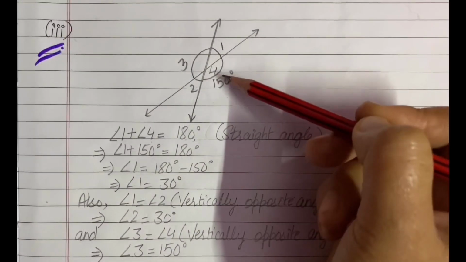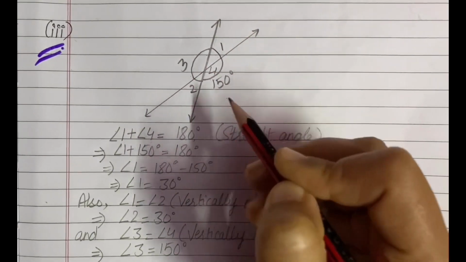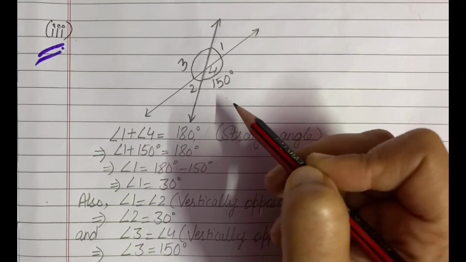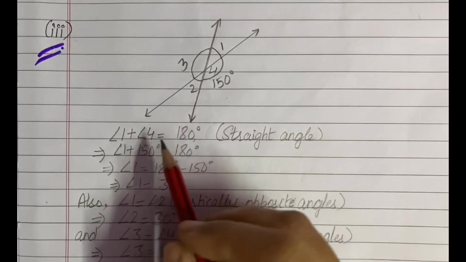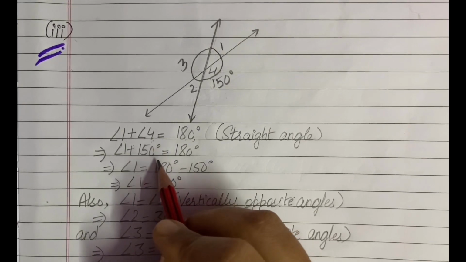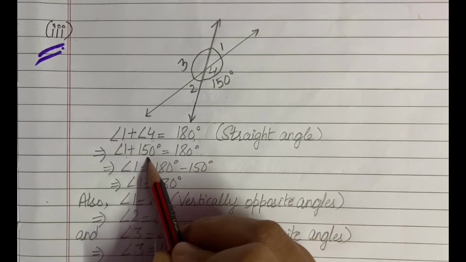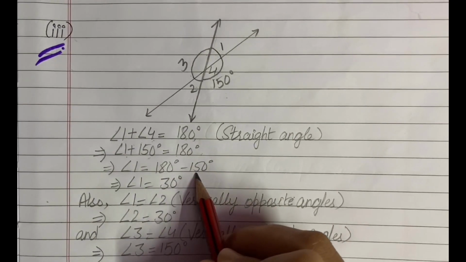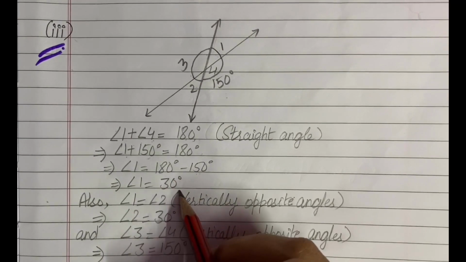Here if you will see, angle 1 and angle 4 are lying on a straight line. That means the sum of angle 1 and angle 4 will be equal to 180 degrees, because a straight line makes a straight angle and the measure of a straight angle is 180 degrees. So in the next step students, put the value of angle 1 and angle 4, and on putting the value you will get angle 1 plus 150 degrees is equal to 180 degrees. Now this 150 degrees is positive here, on shifting it will be subtracted, and on subtracting 150 degrees from 180 degrees you will get angle 1 as 30 degrees.